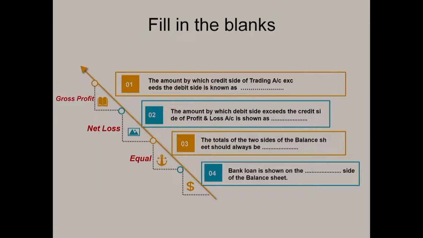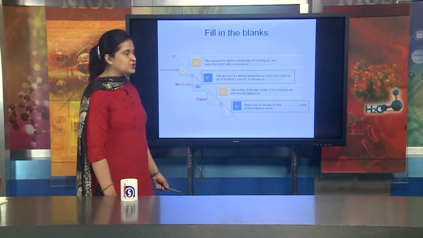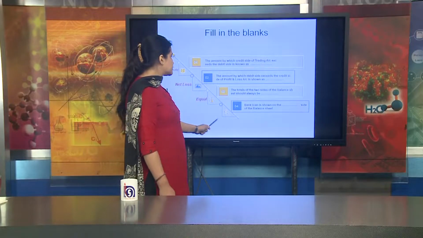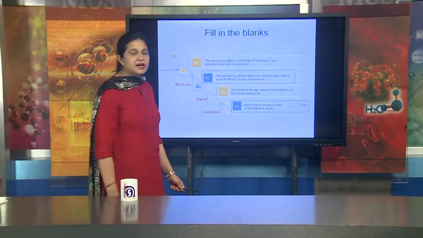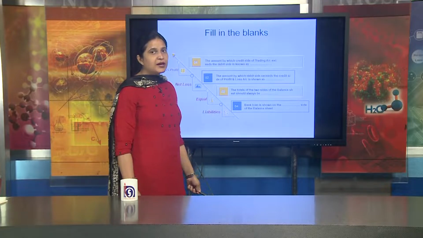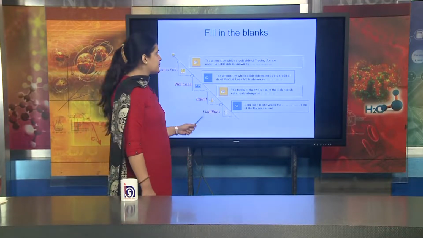The total of the two sides of the balance sheet should always be equal. We all know that the balance sheet totals should match. And then the bank loan is shown on the dash side of the balance sheet. You all know that the left side is the liability side, so the loan will be shown there, and the right side is the asset side. Loan will be a liability.